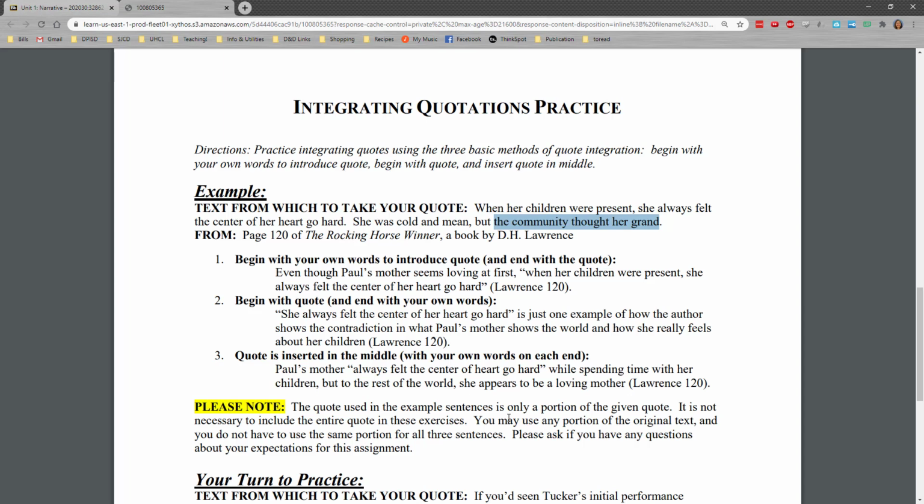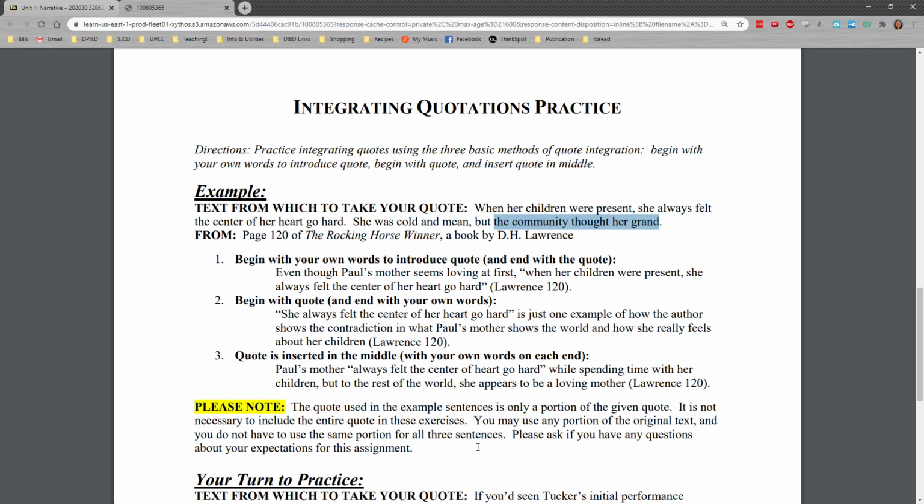The quote used in the example sentences is only a portion of the given quote. It is not necessary to include the entire quote in these exercises. You may use any portion of the original text, and you do not have to use the same portion for all three sentences. Please ask if you have questions.